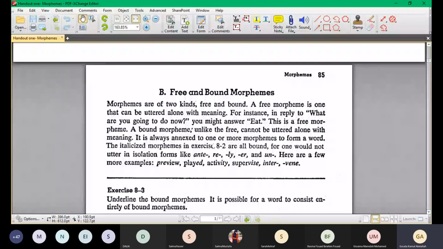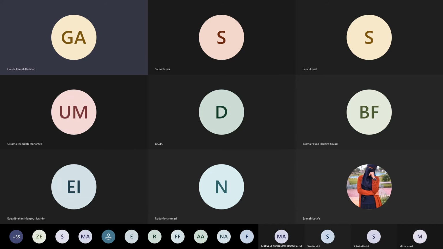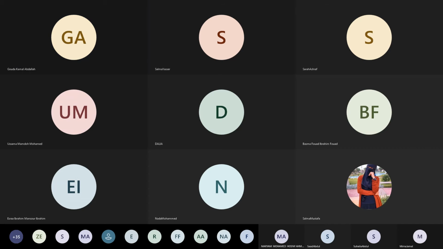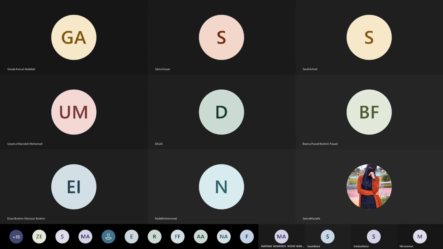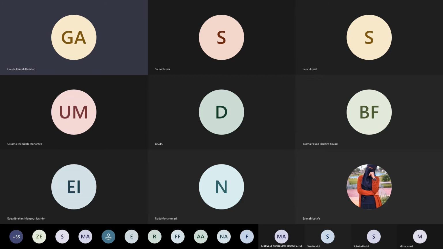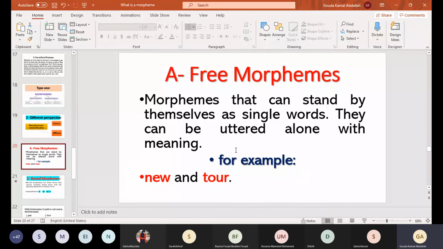So here we have, as I said, what is a morpheme, what are the criteria of identifying a morpheme, and most importantly, the categorization of morphemes. We said we have two ways to divide morphemes. The first one is using free versus bound morphemes. The second one is to have the base versus affix morphemes.